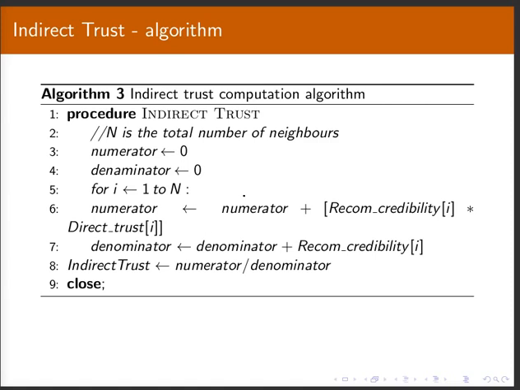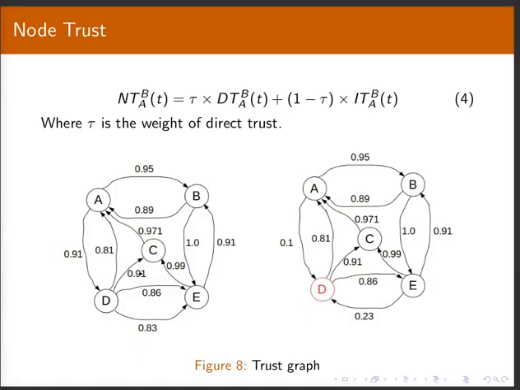For each and every recommendation we are getting, if there are n recommendations, we will loop over those n recommendations. We will find out the numerator and denominator. Finally we will compute the indirect trust value. Then this is the new trust value, where we average the direct trust value and indirect trust value. This is a weighted average. Here tau is the weight based on the application. We decide what the tau value is.